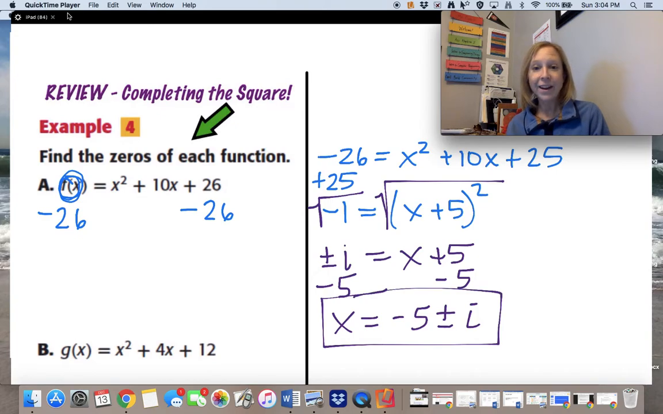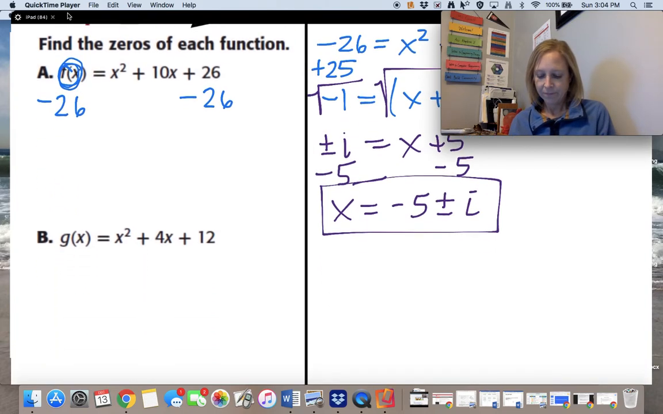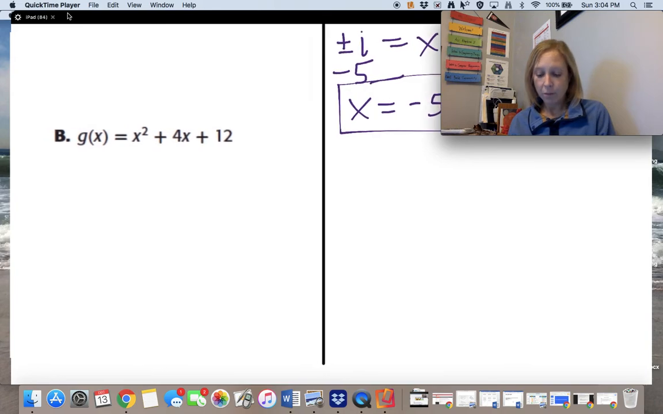So very similar to our work from last week with completing the square. The only difference is when we take the square root of our constant side, we're going to see an imaginary number. I've got 2 more here for us to practice with.